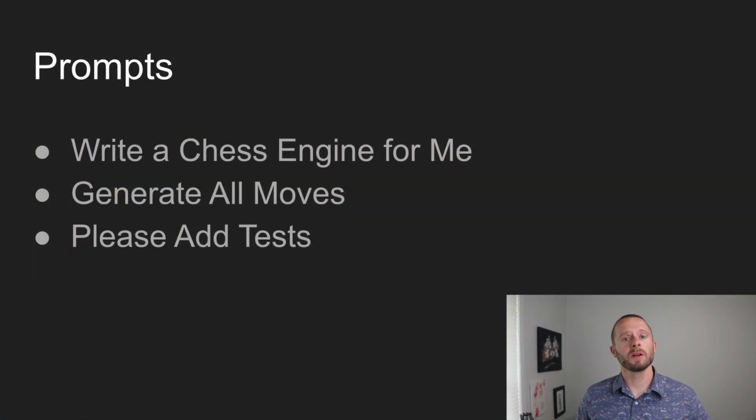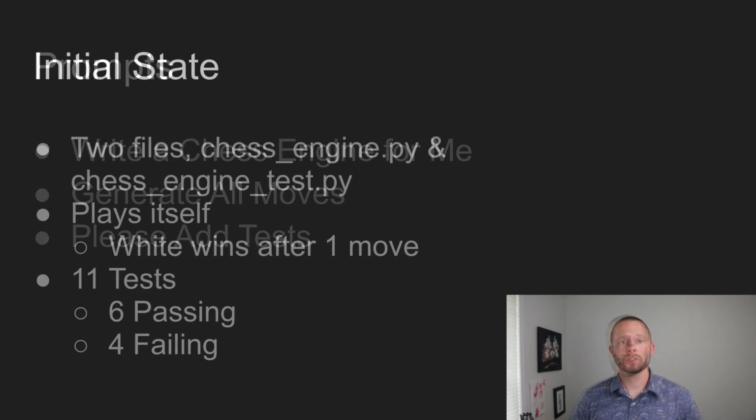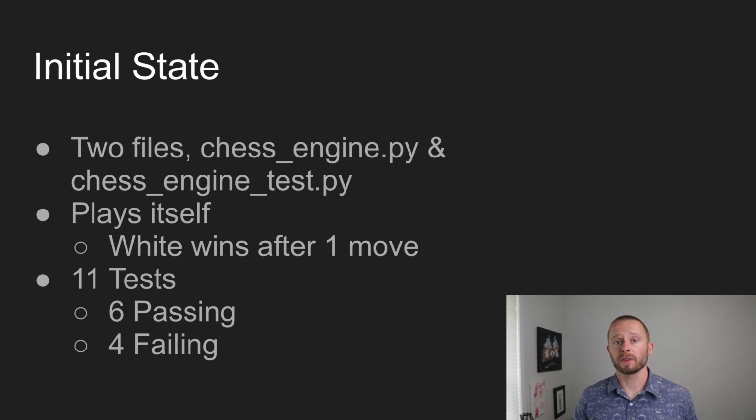Now, before we go into that review, let's look at some high-level information about the first PR. For this first PR, we're just looking to have a basic engine, which is basically what I asked ChatGPT for. I did have to clarify that I wanted ChatGPT to generate moves for all of the pieces, as initially it only generated pawn moves, and I asked it for tests as well since it initially didn't give me any. So the initial state was 2 Python files, an engine file and a test file.